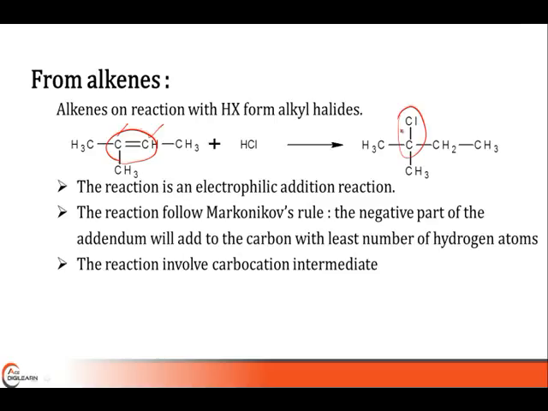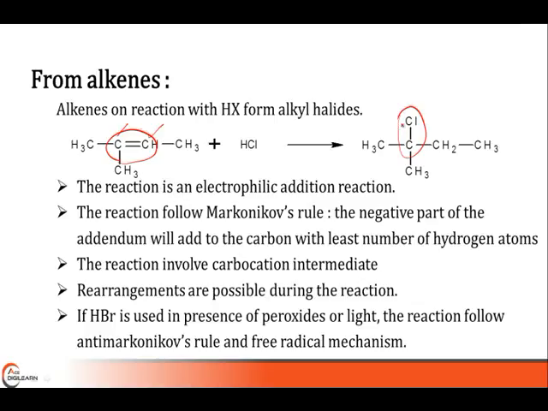The reaction has a carbocation intermediate. The first step is the addition of H plus, which gives a carbocation intermediate. And once the carbocation is present, rearrangements are definitely possible during the reaction. If HBr is used in the presence of peroxides or light, the reaction follows the anti-Markovnikov rule and follows a free radical mechanism.